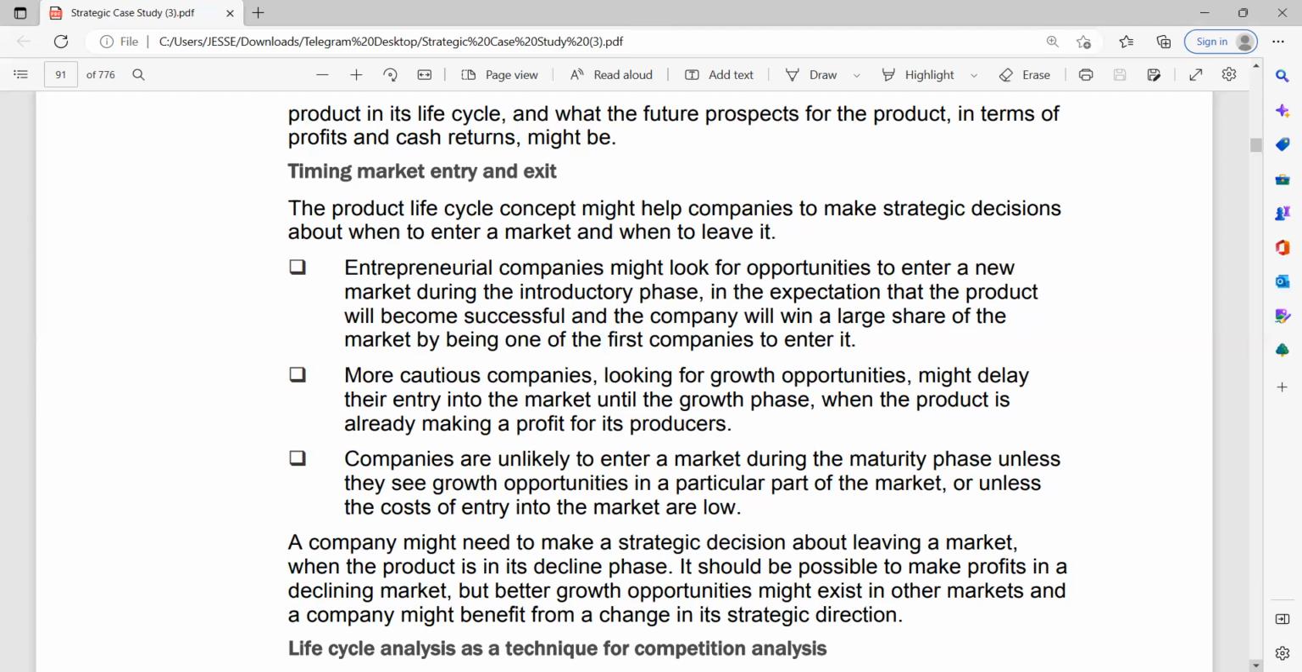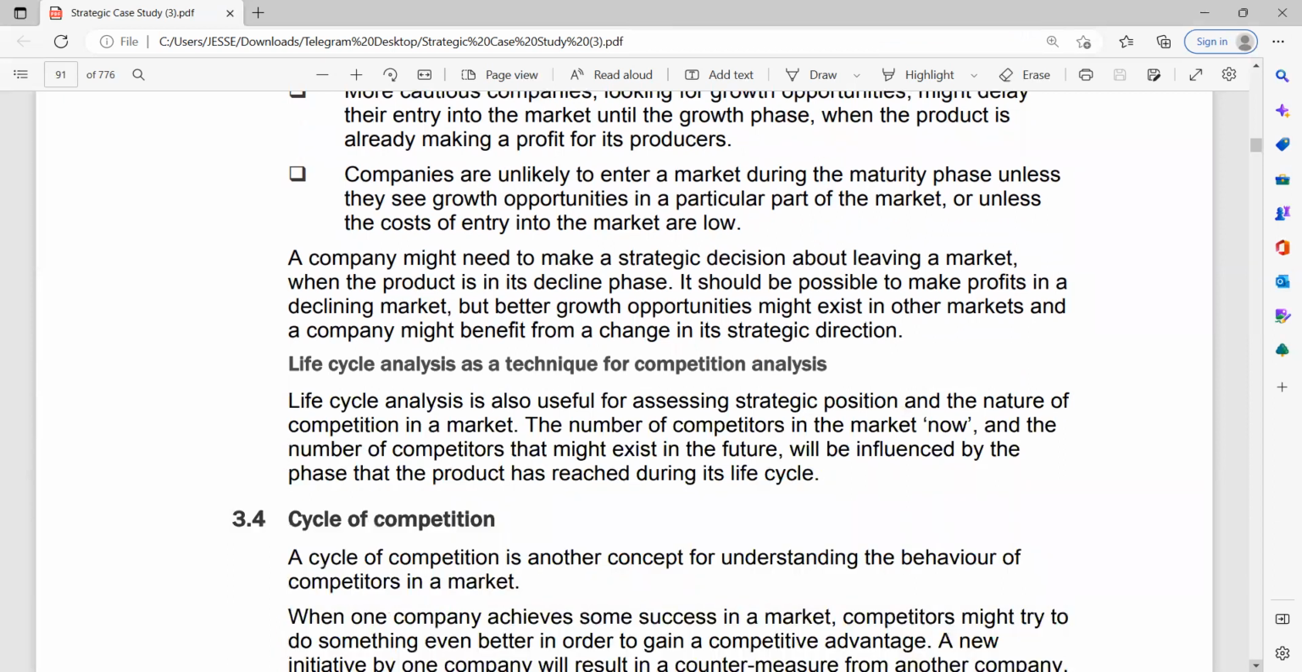Then there are more cautious companies looking for growth opportunities, and they might time their entry into the market until the growth phase. A typical example of a market in a growth phase, in my opinion, would be the electric car market or industry, right? You have Tesla in the market, and it's beginning to grow. So people are trying to develop these electric cars, and cautious companies will time their entry into the market until the growth phase, right? When Tesla started electric cars, it was like an experiment. No one knew if it would work or fail. But now it's working and the market is in a growth phase and other people want to join, right? A company might need to make a strategic decision about leaving a market when the product is in its decline phase. Now, we already talked about this.